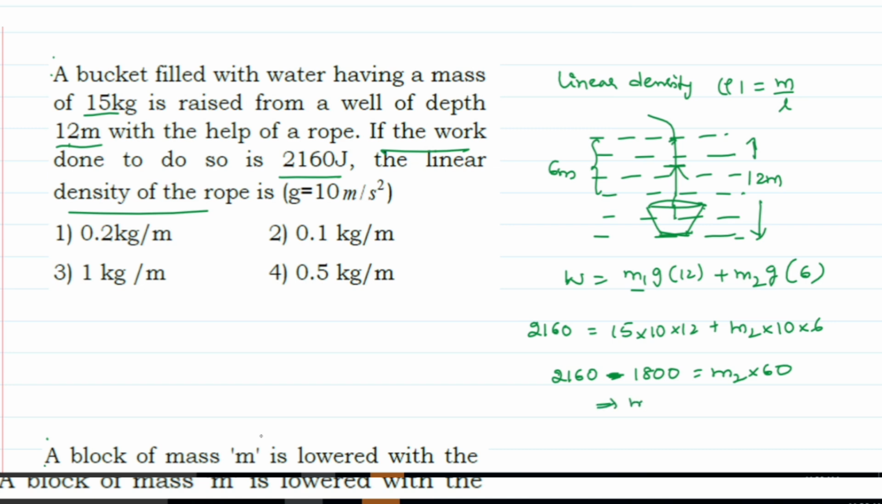So m2 will be equal to 360 by 60, so 6 times it goes, and the mass of the rope we get as 6 kg. But in the question they are asking for the linear density of the rope, which is nothing but mass per unit length. Mass of the rope is 6, and the length is given as 12 meters. So 6 by 12 gives 0.5 kg per meter. So this is the correct answer here.